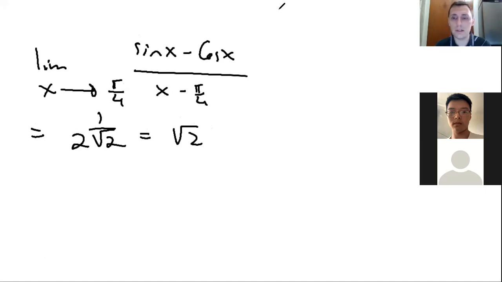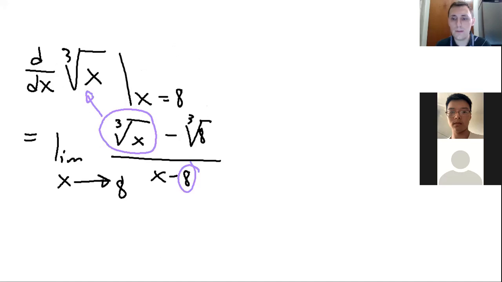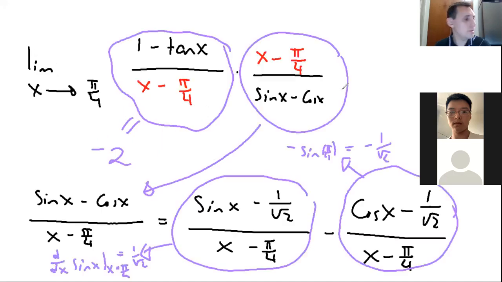So the entire result is simply, what is this? This is 1 over it. So the entire result is minus 2 divided by root 2, and the answer is minus root 2.